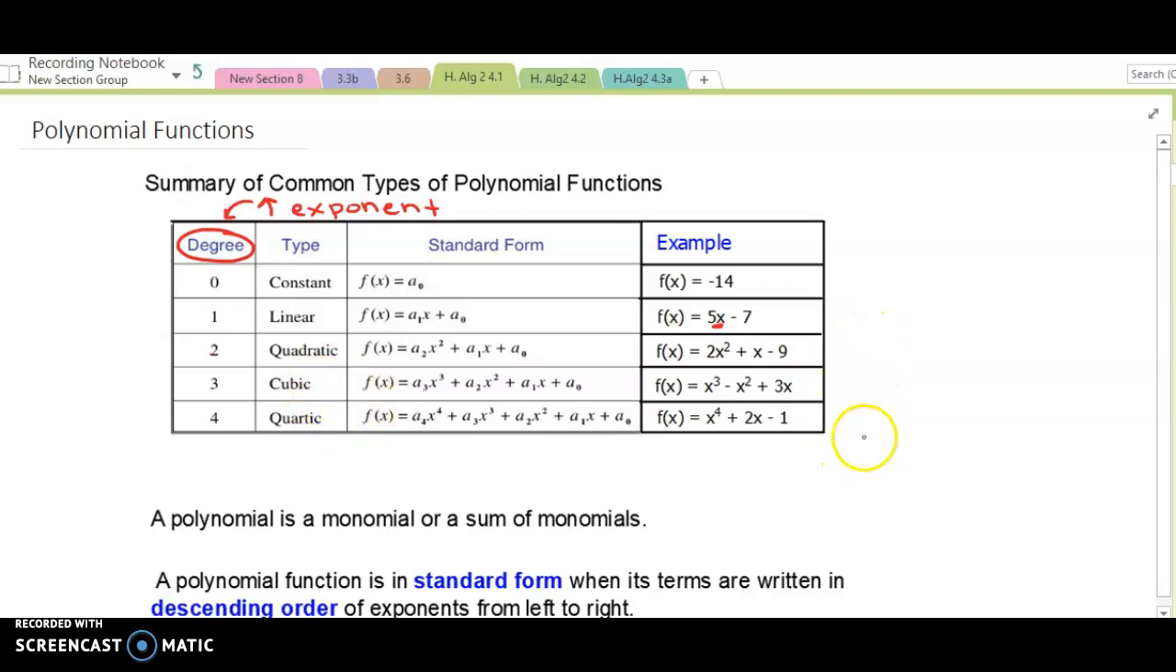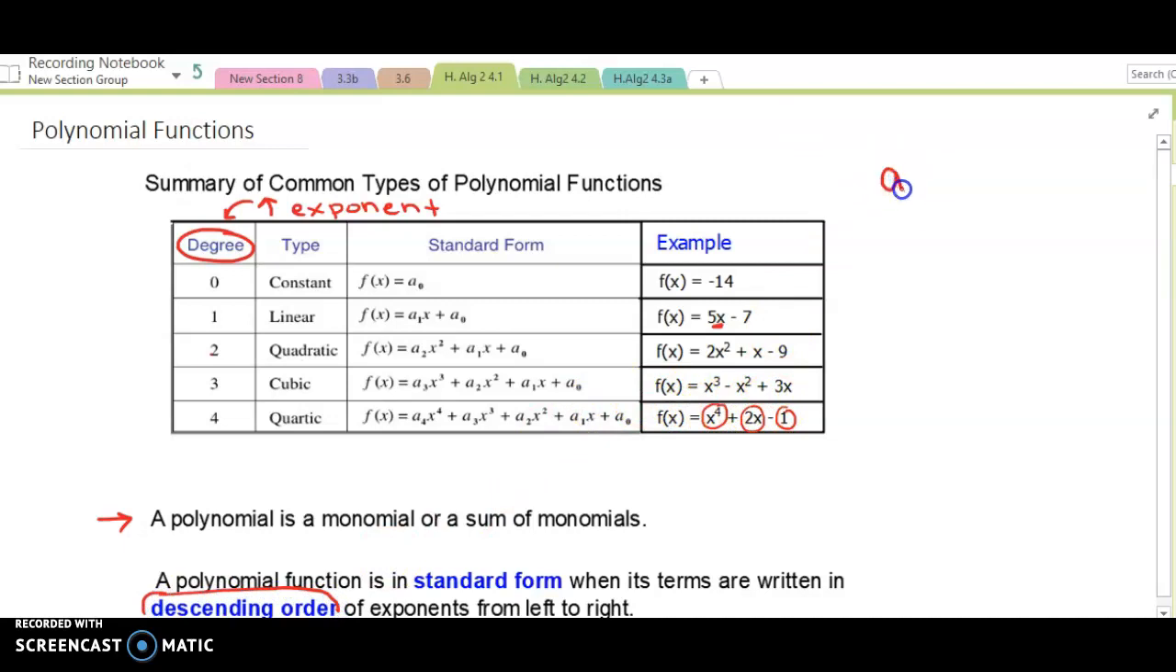When we write these, if we start here, a polynomial is a monomial or sum of monomials, meaning this is a monomial, this is a monomial, this is a monomial. Okay, all these terms are monomials, and polynomials are when we have one or more put together. A polynomial in standard form is when the terms are written in descending order. So we're starting with the highest to the lowest.